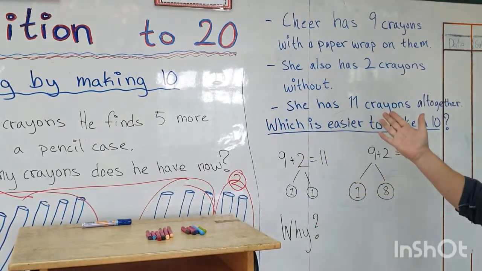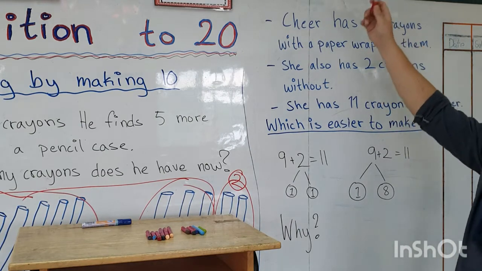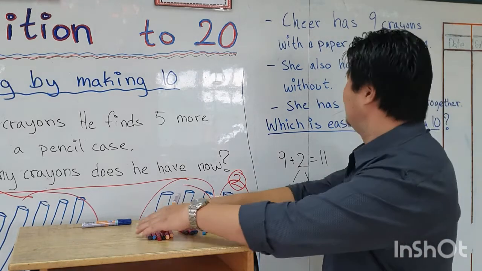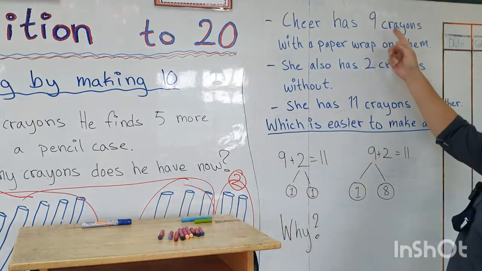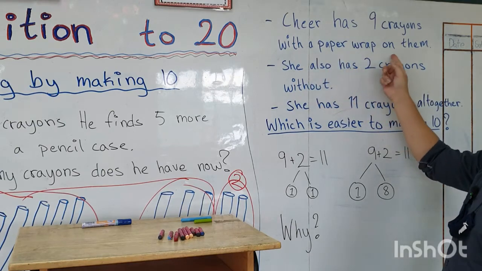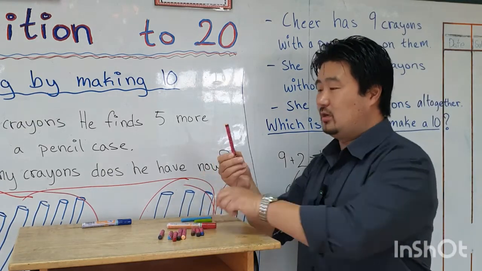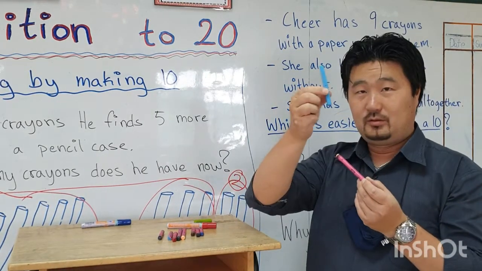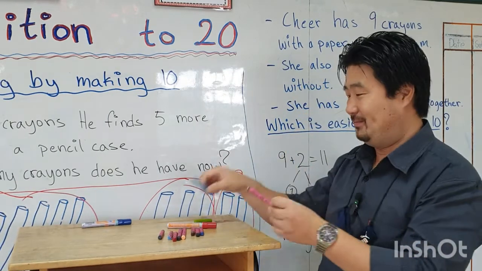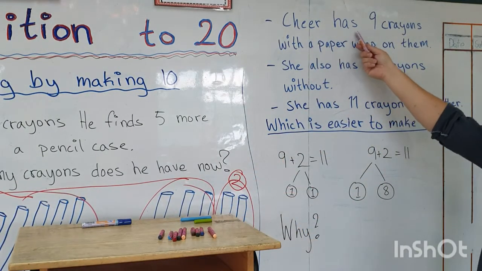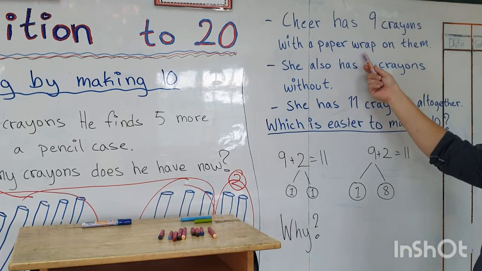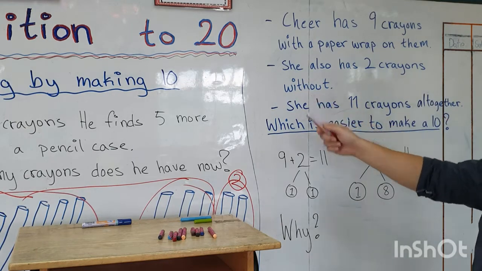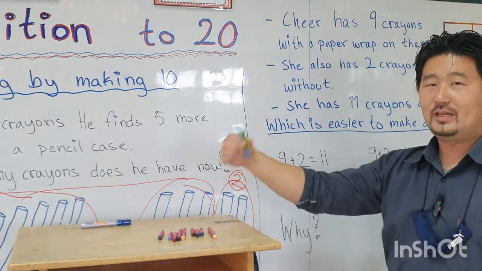Okay, so in this problem here, let's read the problem first. Chair has 9 crayons. Sorry. 9 crayons with a paper wrap on them. So these are crayons with a paper wrap. They have the wrap on them. No wrap. Okay? So chair has 9 crayons with a paper wrap on them. She also has 2 crayons without. 2 crayons without any wrap on them.